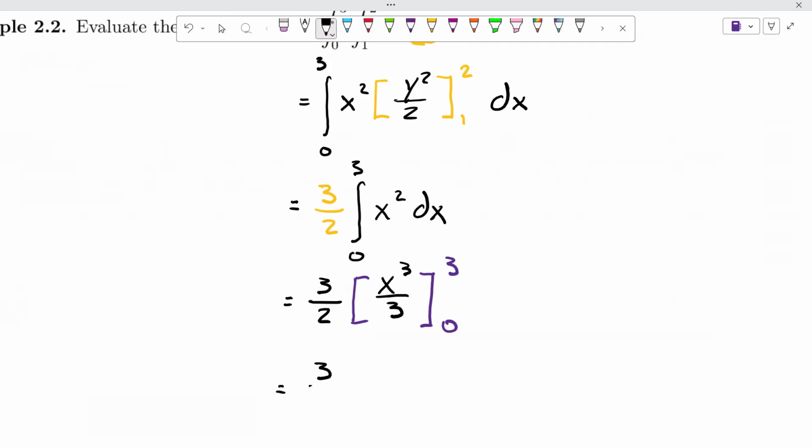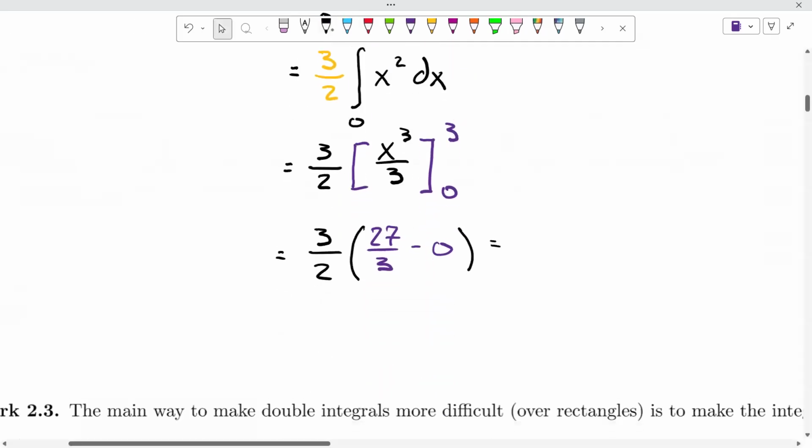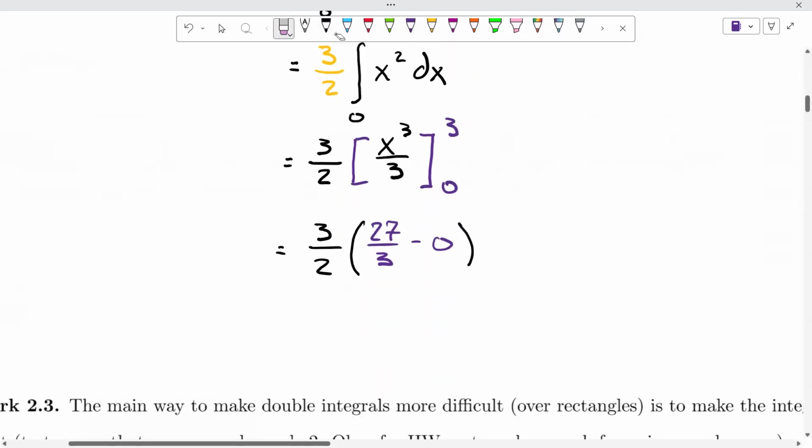Which looks like 3/2 times, if I plug some of this stuff in, what are we going to get? That looks like 27 over 3 minus 0 over 3. Am I out of space? No, I've got a little bit more space. I can write one more line down. That looks like 27/2 in the end.